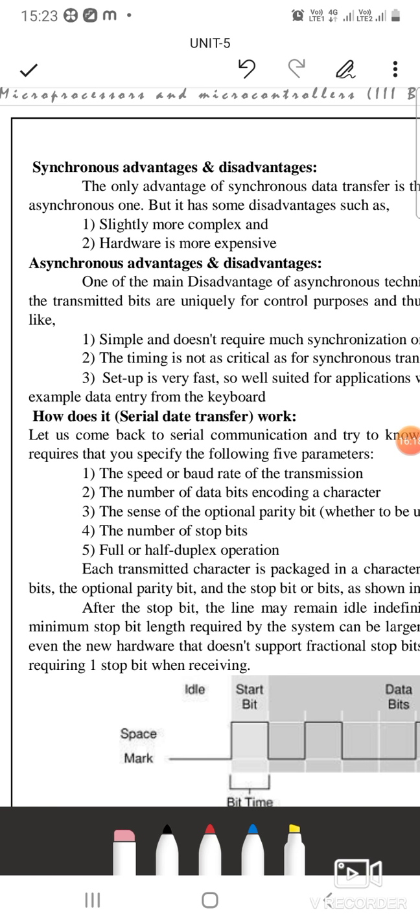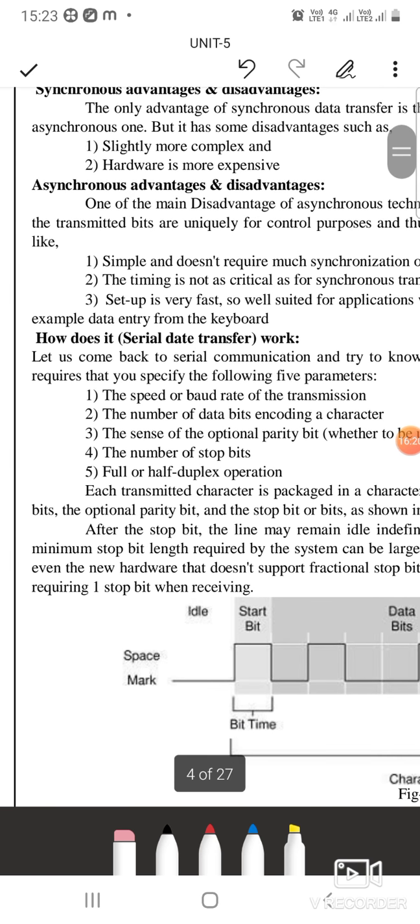Now the advantages and disadvantages of asynchronous communication. The main disadvantage of asynchronous is the additional overhead. Synchronous does not have any overhead, but asynchronous does.